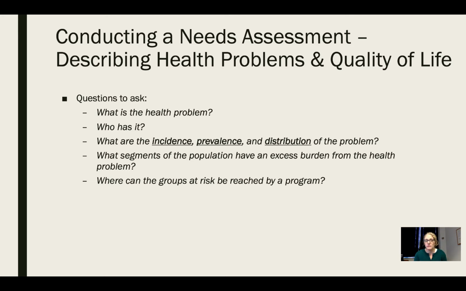So in your videos from Linda and Keisha every week, they're giving you some clues into which target populations they want you to think about, and they've given you specific zip codes to look at. So you know which segments of the population you're supposed to be targeting, but you need to do the research and look at epidemiological data to find out what is the incidence, prevalence, and distribution of the different health problems in that community.